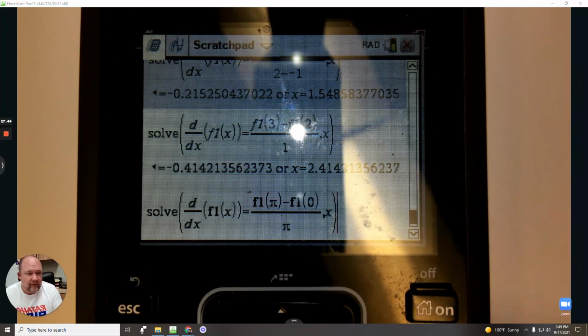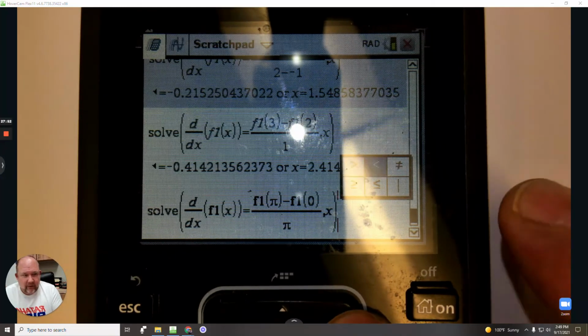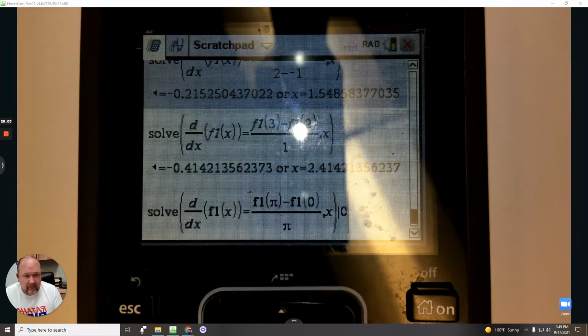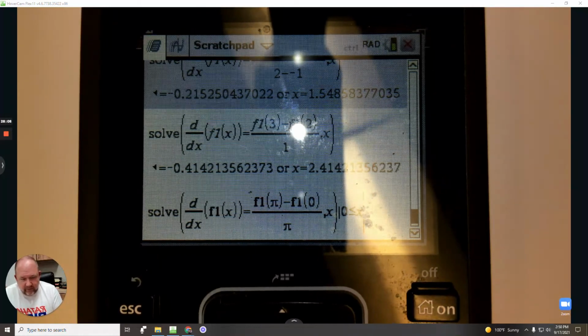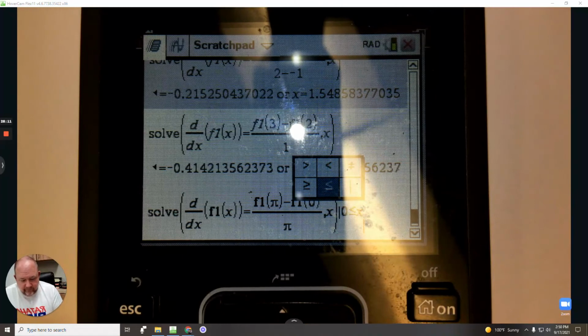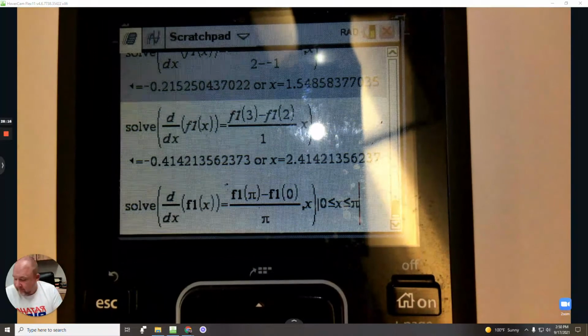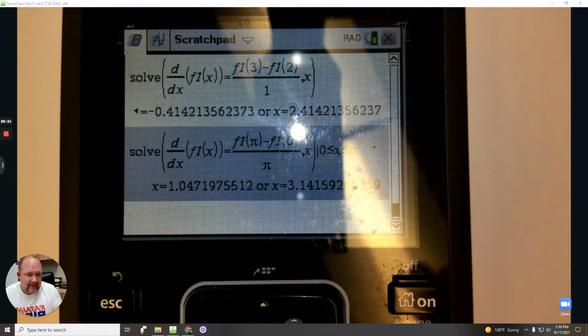Alright, so here's an extra step for a domain restriction. We're going to press control and equals. Control and equals. And then we're going to go to this line right here and press enter. And then we're going to put in the domain restriction, which goes from 0 to pi. So I'm going to go 0, press control equals less than or equal to x, control equals less than or equal to pi. So we put a restriction in from 0 to pi. So when I do this, only the answers from 0 to pi are going to show up.